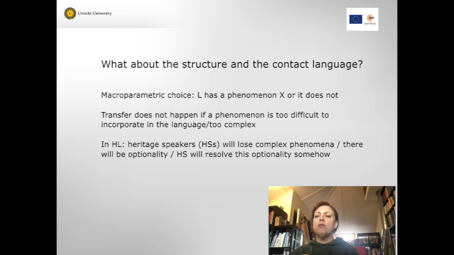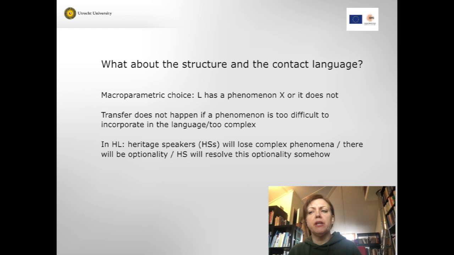The general assumption is, okay, the choice is macroparametric: a language has a phenomenon X or doesn't have it. That's mostly because the languages that have been studied in heritage language research are languages in the United States. That's where the heritage language tradition started from, obviously, and usually what you see there is you check languages that are really different, like Korean and English, or Mandarin Chinese and English, or Spanish and English, or Norwegian and English, which are more or less the same family, but there are a lot of differences.